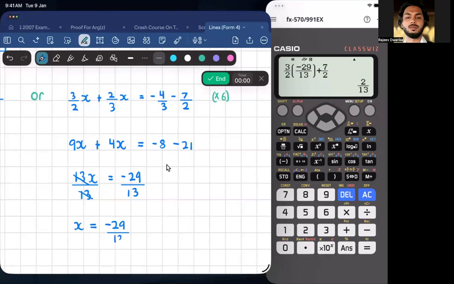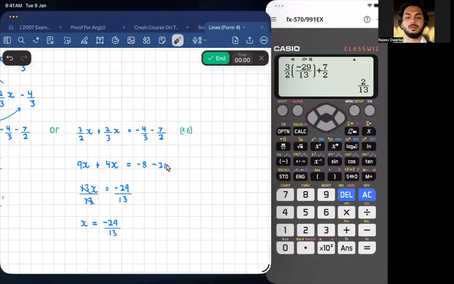So that's another way you could potentially do it. Anytime you have a fraction and the denominators are different, you need to find the LCM. You could find the LCM and multiply by that throughout, and that would get rid of all the denominators.